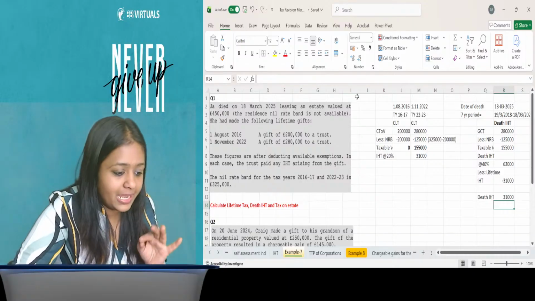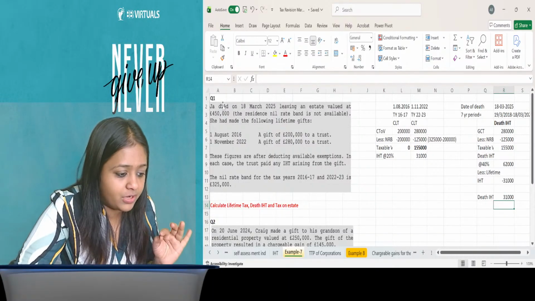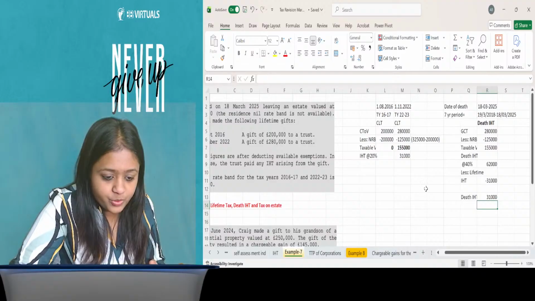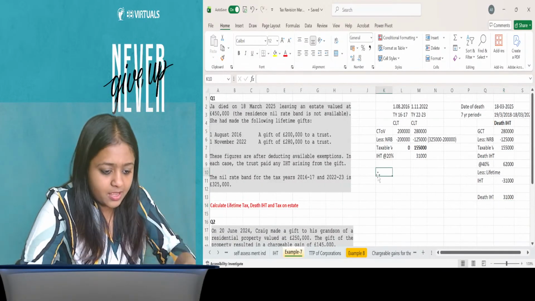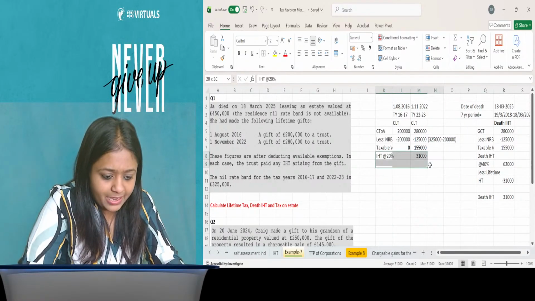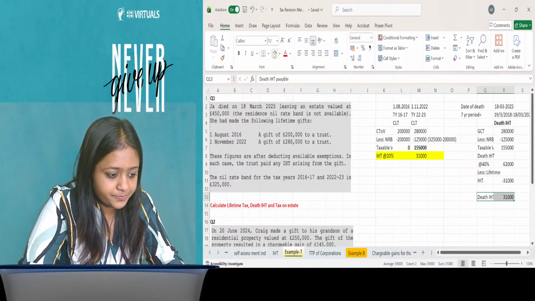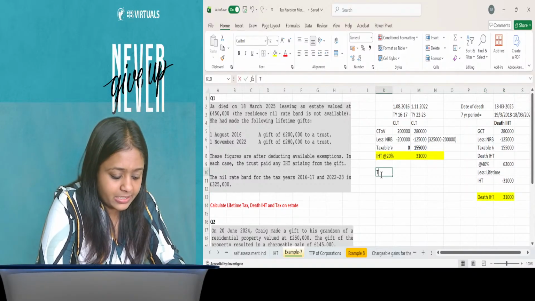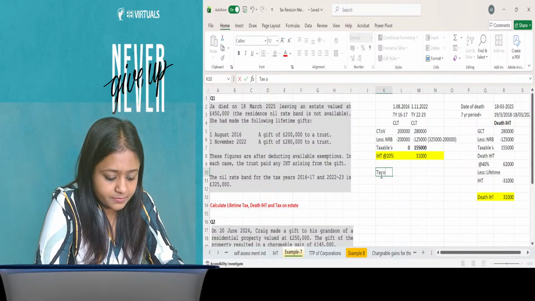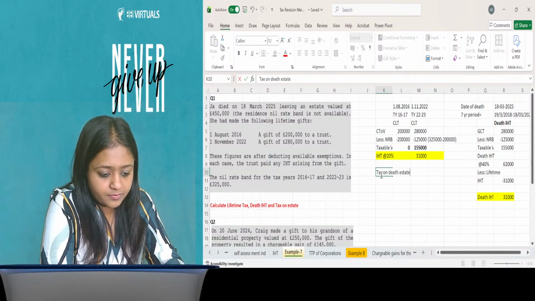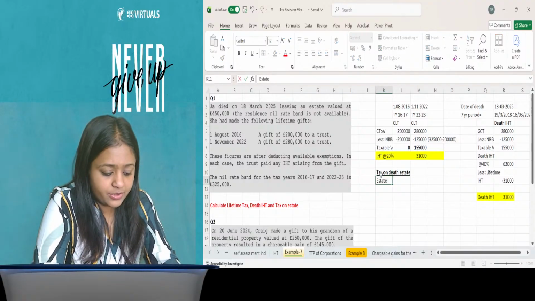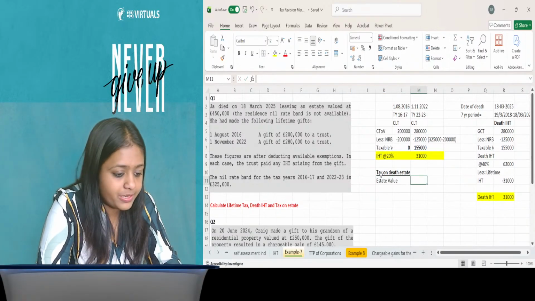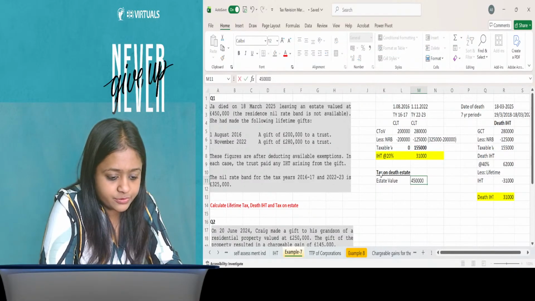Now, Jar died here, leaving an estate valued at 450,000. So here I will calculate the death estate. I can just do it here as well. Here this was a lifetime tax, this was an IHT. And now let's calculate tax on death estate. So here I will take the estate value. Estate value is given to you: 450,000.